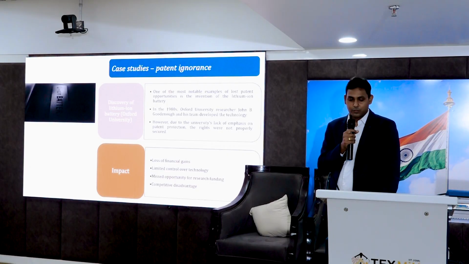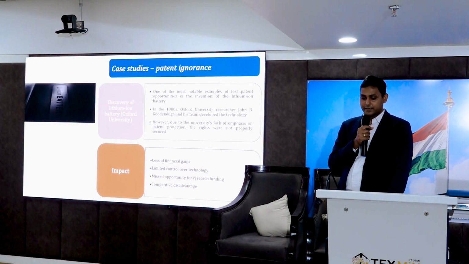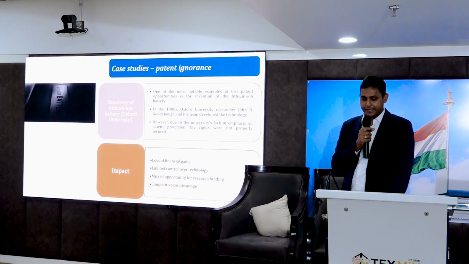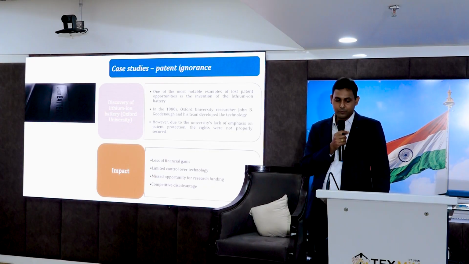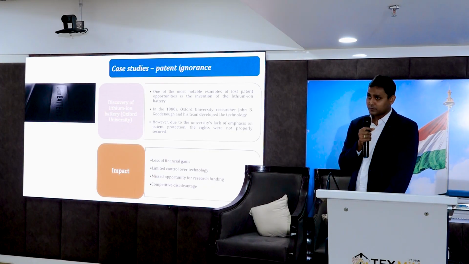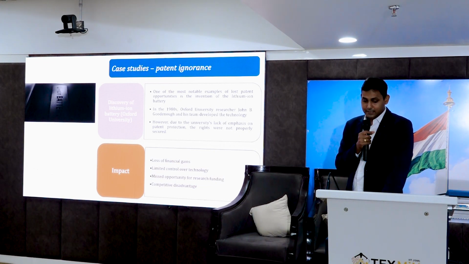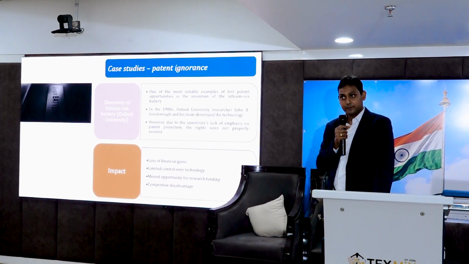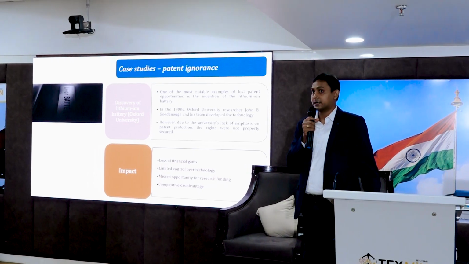One of the most notable examples of a lost patent opportunity is the invention of the lithium-ion battery. In the 1980s, Oxford University researcher John B. Goodenough and his team developed the technology. However, due to the university's lack of emphasis on patent protection, the rights were not properly secured. So what is the impact of that? The impact is loss of financial gains, because ideas are free until you patent them. Correct? So they have implemented them and made them available to the market.